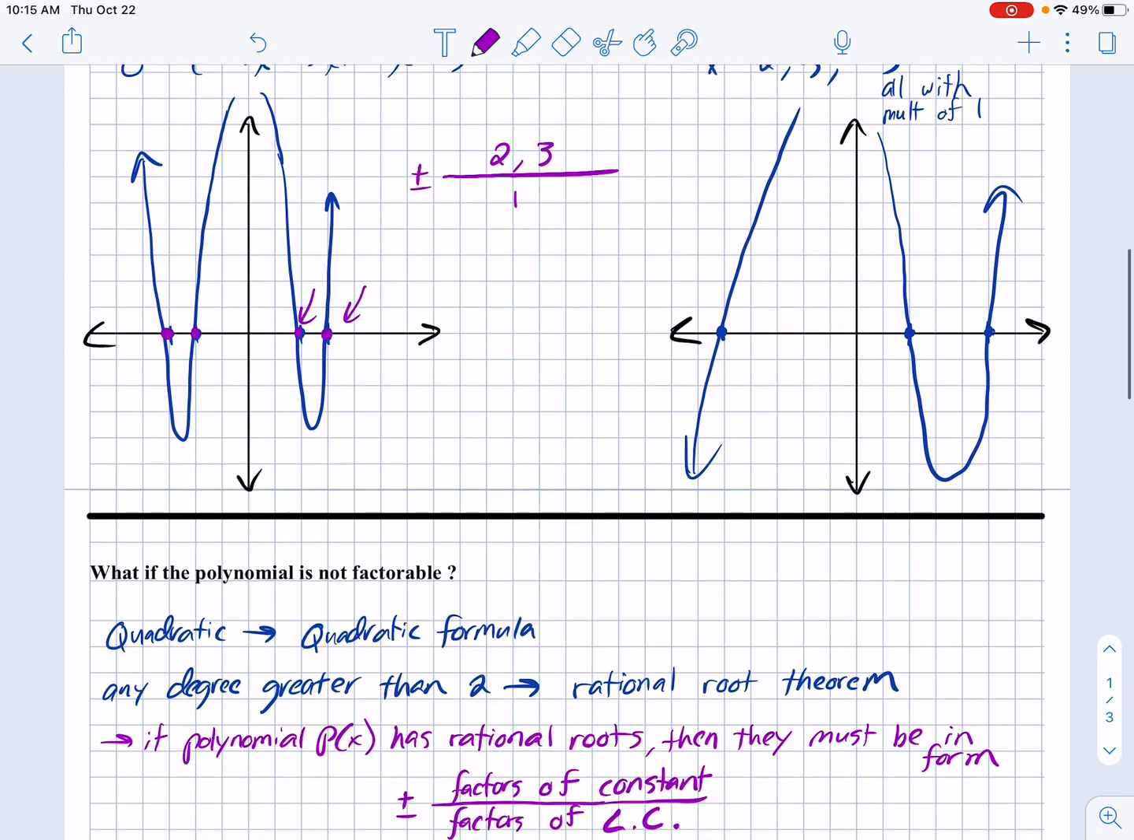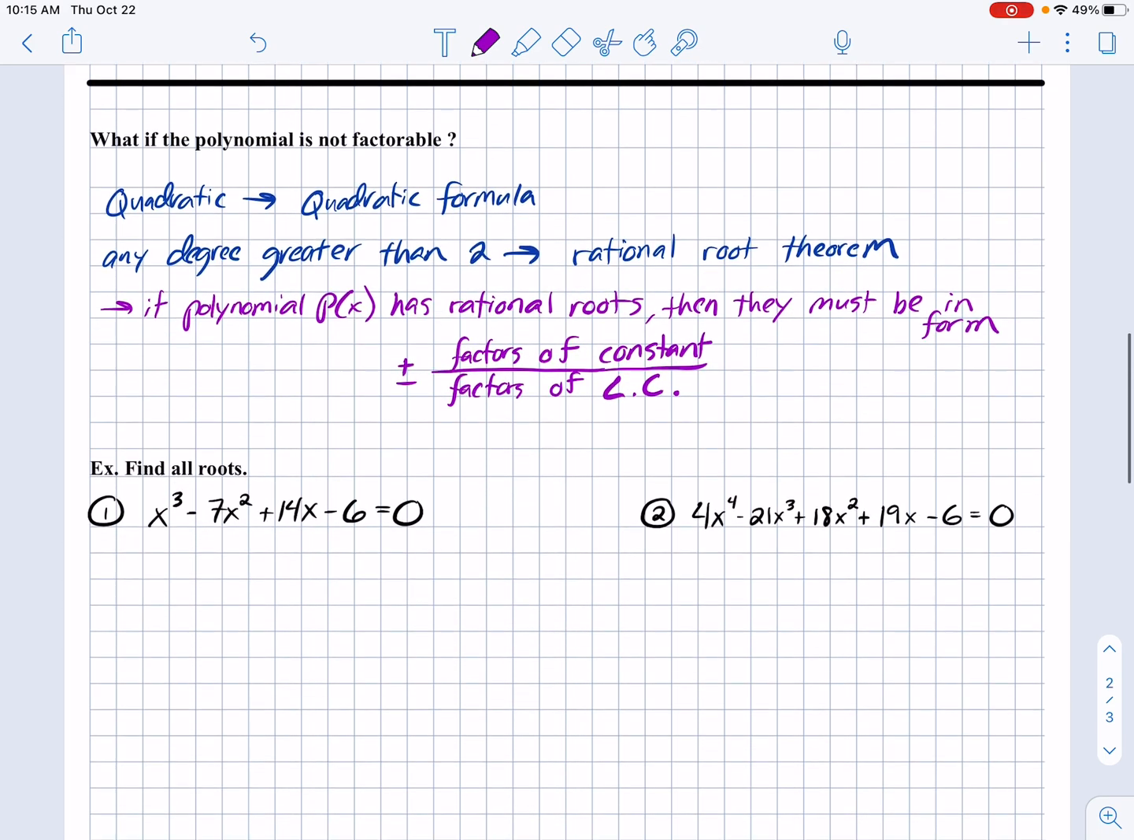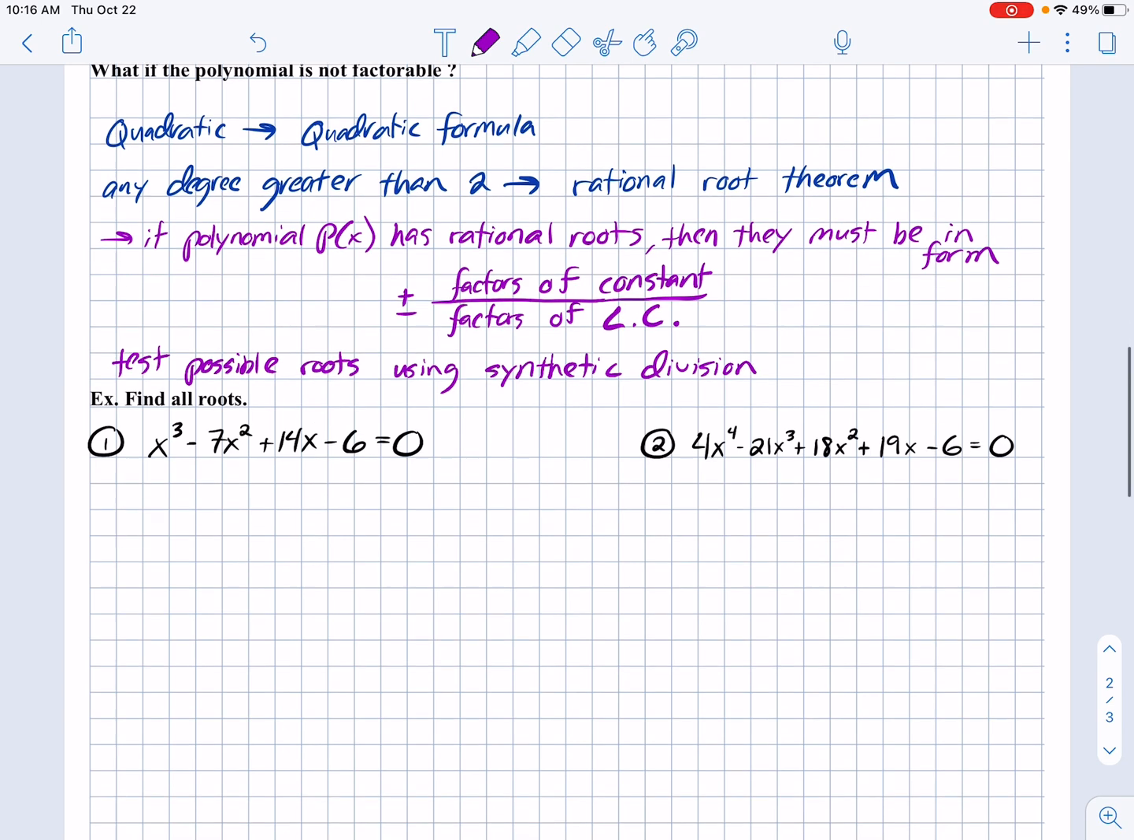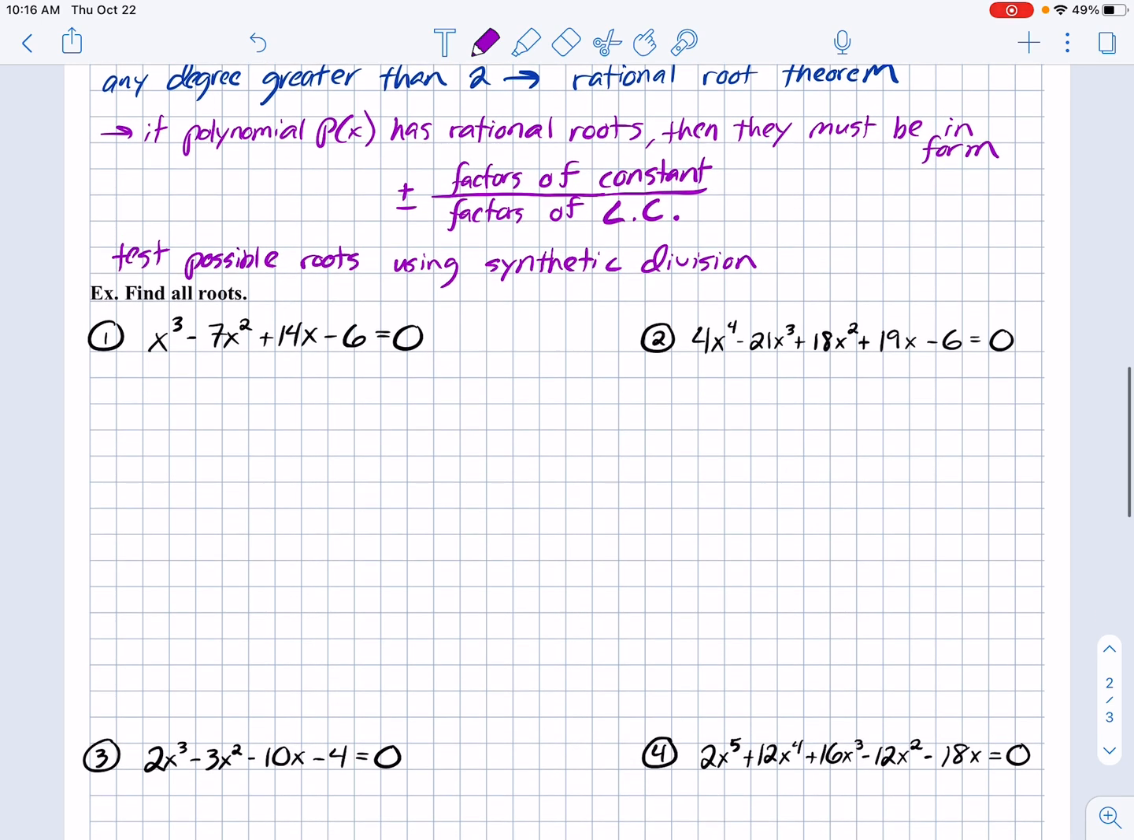So what we're going to do to test some of these if they can't factor is we're going to test the possible roots using synthetic division. Okay, and you will know that if one of these roots is true, then you would get a remainder of 0. So let's check number 1 here.